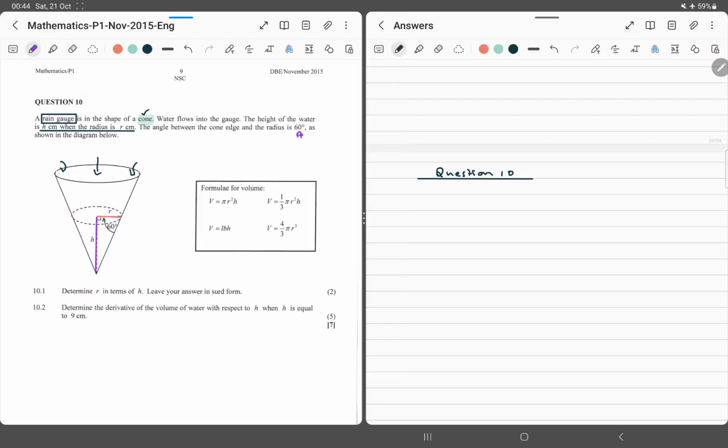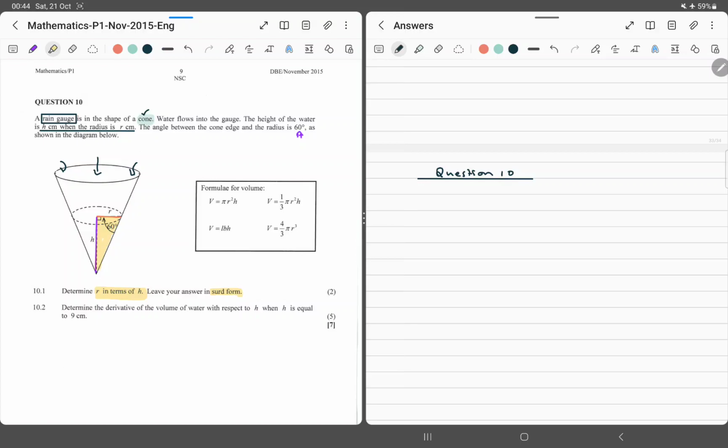So basically, this is suggesting that we'll have to consider working with that right-angled triangle at some point. So this means trigonometry is coming back. Okay, all right. Now it says determine r in terms of h and leave the answer in surd form. Okay, not a problem.